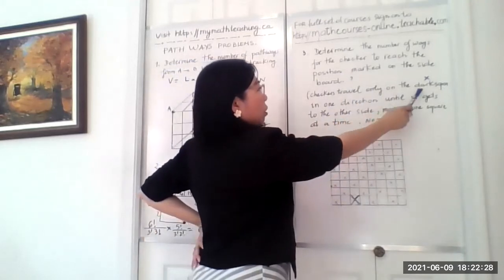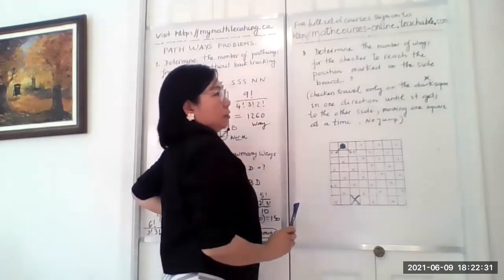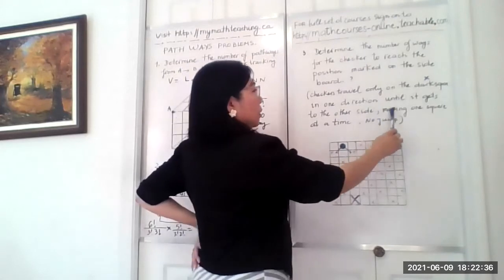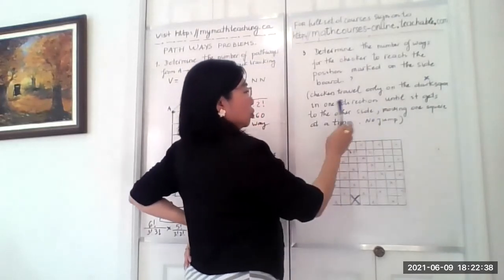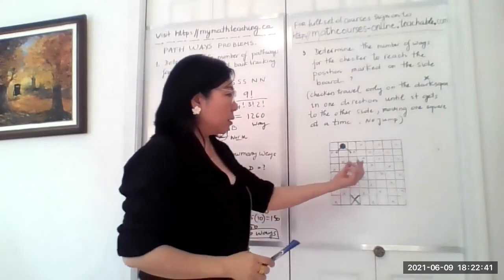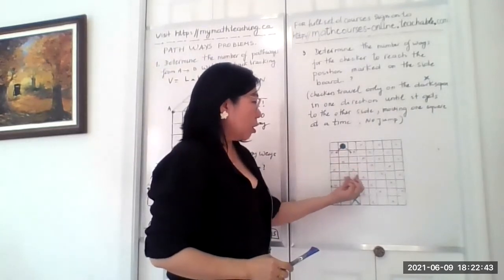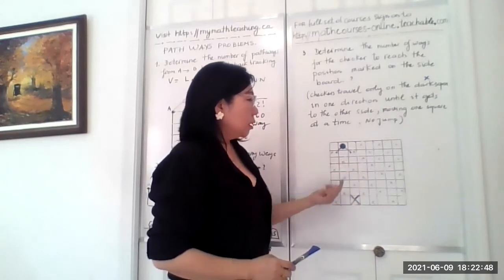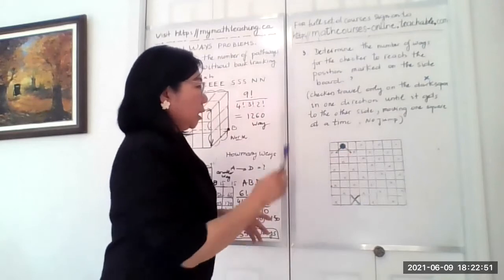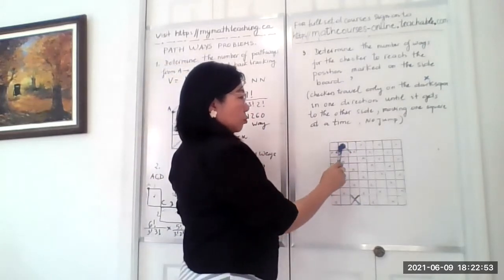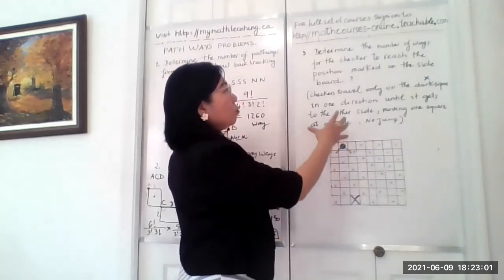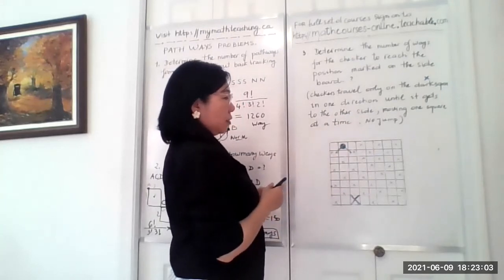Checkers travel only on the dark space in one direction until it gets to the other side, moving one square at a time and no jump. So we're not going to jump from this square to another box with a different distance, right? Jumping, right? So it's just one direction. On the map, it shows you this is a checker. This guy is going to travel in one direction only. How many ways there are is what we have to decide, right?